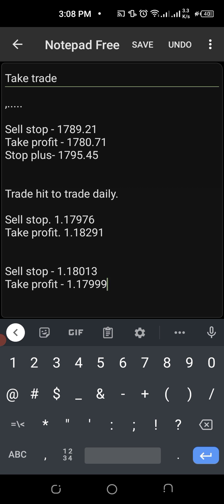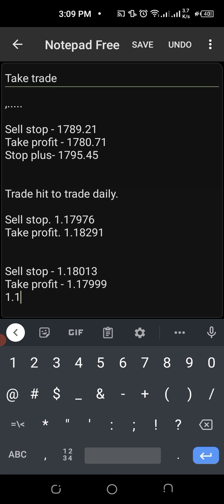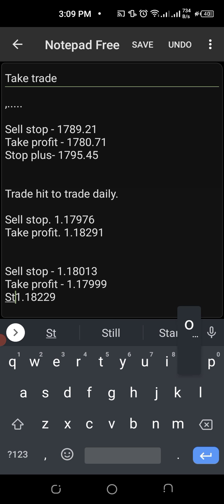Our stop loss is 1.18229. Stop loss 1.18229. Sell stop.